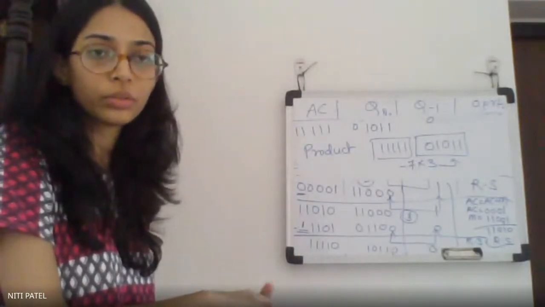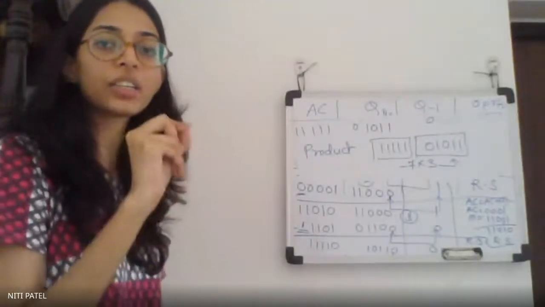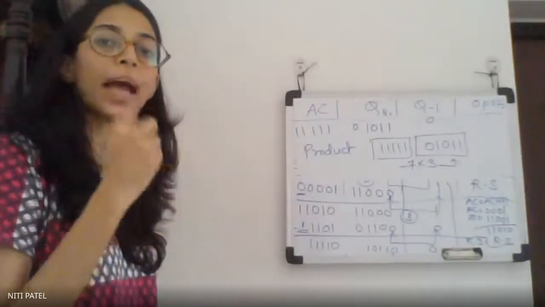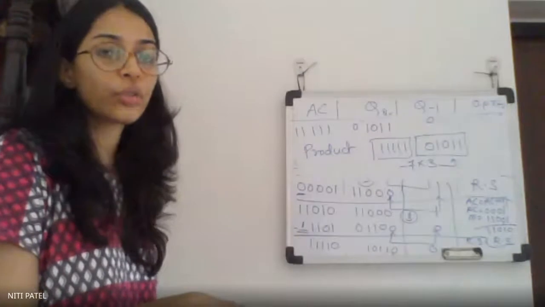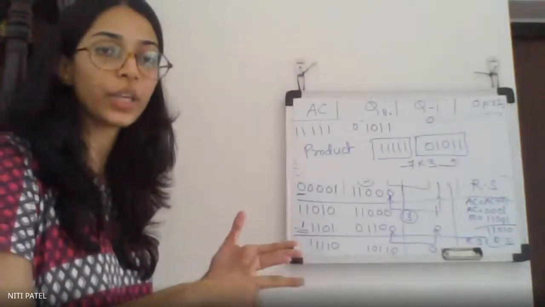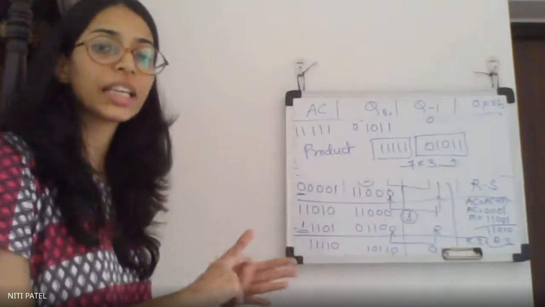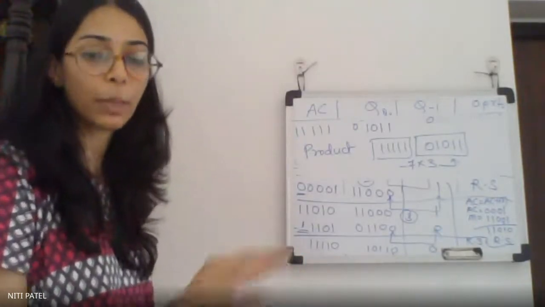Yes or no? Yes, ma'am. So if in the question your multiplicand is minus, always the minus M will be the positive of it. So if in the question the number is positive, your minus M will be negative of it. But if in the question it is negative, your minus M will be positive of it, which is nothing but 2's complement.